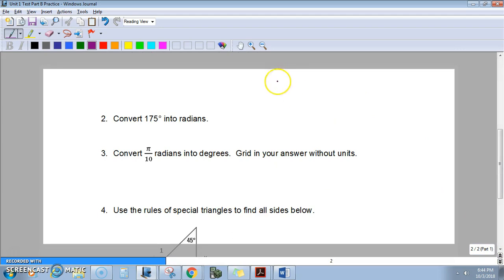Convert 175 degrees into radians. So this is all you need to know. Pi is 180 degrees. And we're going to set up that proportion and we're going to say, okay, I want to know what radians are. So it's going to be my numerator. It's going to be my x. And I have 175 degrees.